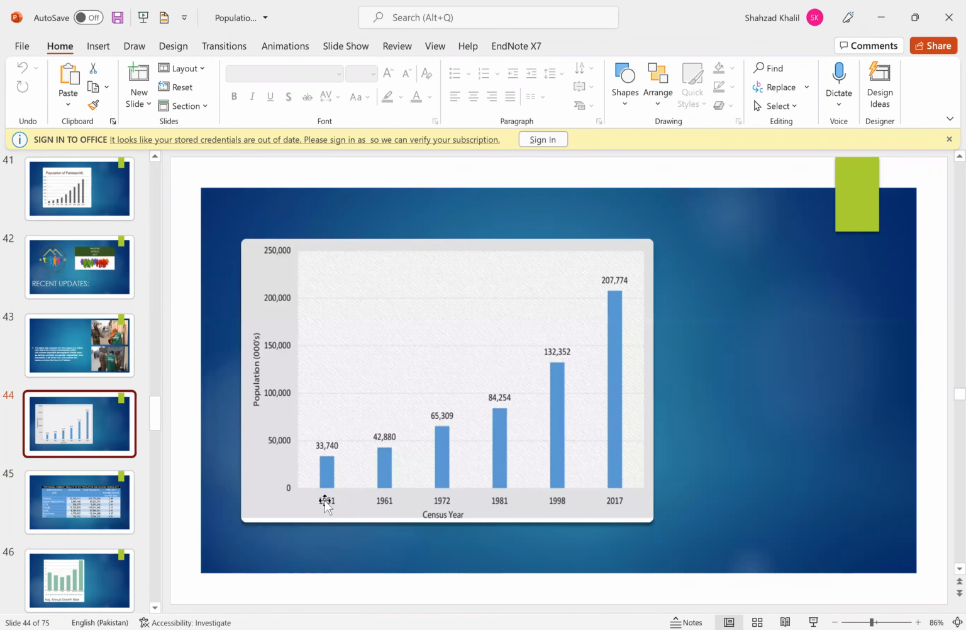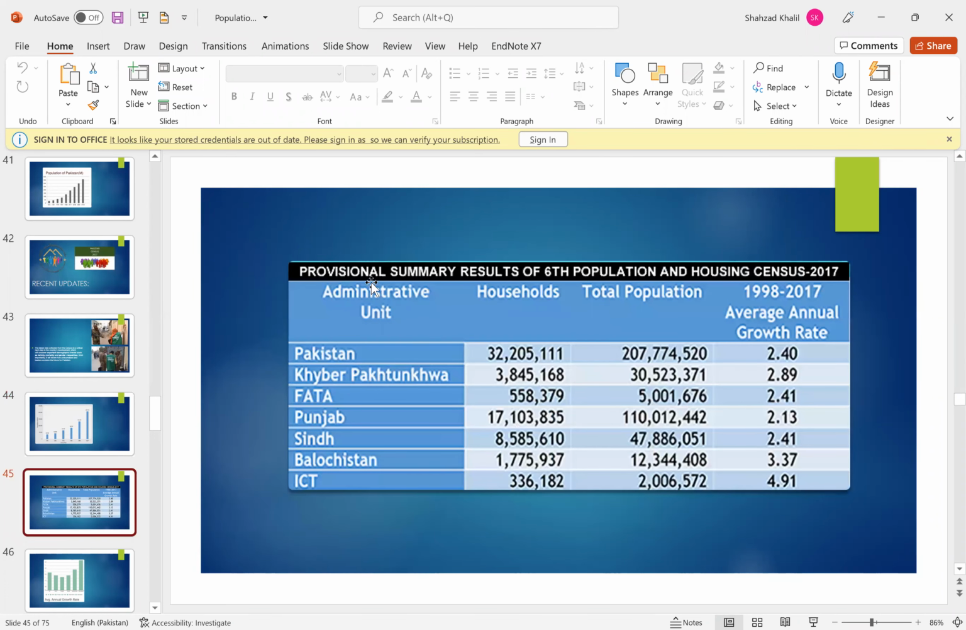You can see six censuses, 1951 to 2017. It shows the population of Pakistan in 1951 was around 33 million, and in 2017, it was 207 million. And it is the provisional summary result of the 6th population and housing census 2017.